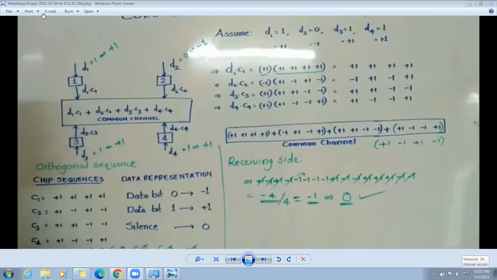You can allow yourself to unmute and let me know. The green colored point, this is the receiving side. Suppose I need D1's information at the receiving side.